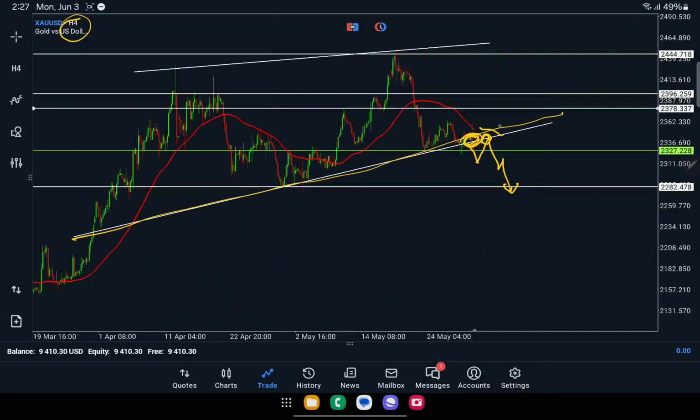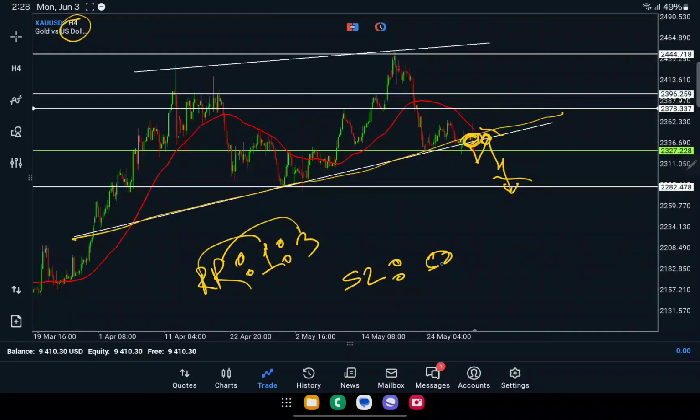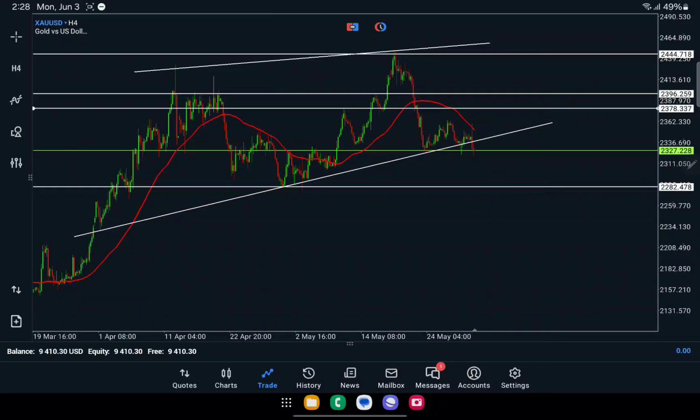Okay, our SL should be 50 pips and our TP should be 150 pips over there. If we take a risk reward ratio of 1:3, that means 1 is risk, 3 is reward. So if our SL is 50 pips, our TP should be 50 times 3, that means 150 pips. That is a 1:3 risk reward ratio. So this is the analysis from the trend line perspective.